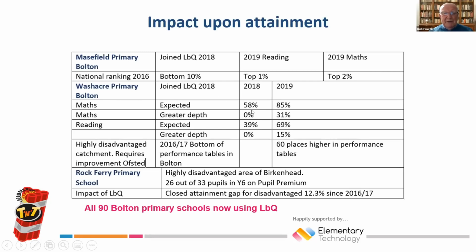In 2018, 58% in the SATs were getting the expected in maths. In 2019, after a year of LBQ, it's 85%. Greater depth in maths, 0% in 2018, 31% in 2019. Reading, 39% and 69%. Greater depth, 0% and 15%.